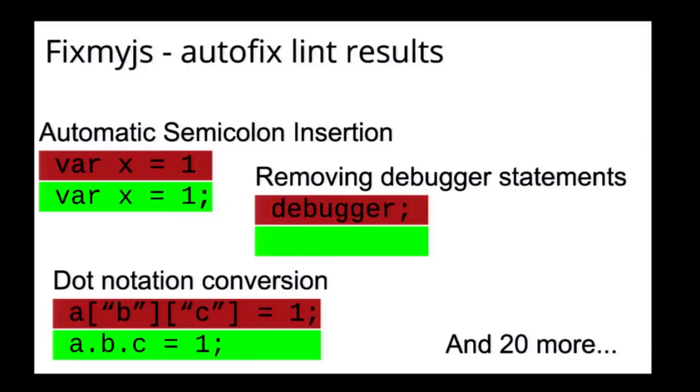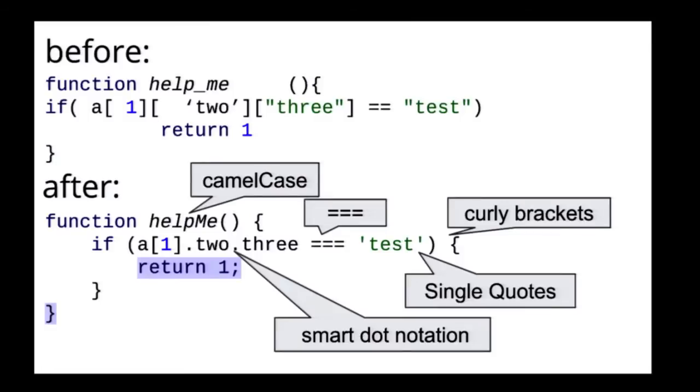It won't break your build, and you'll have to go and change the code. And it also supports more than 20 properties of JSHint. And let's take a look at a simple example. Here we have code that was written by somebody who doesn't like JavaScript, and we have inconsistent quotes here. We don't have any brackets. And once we feed it, this is the result.